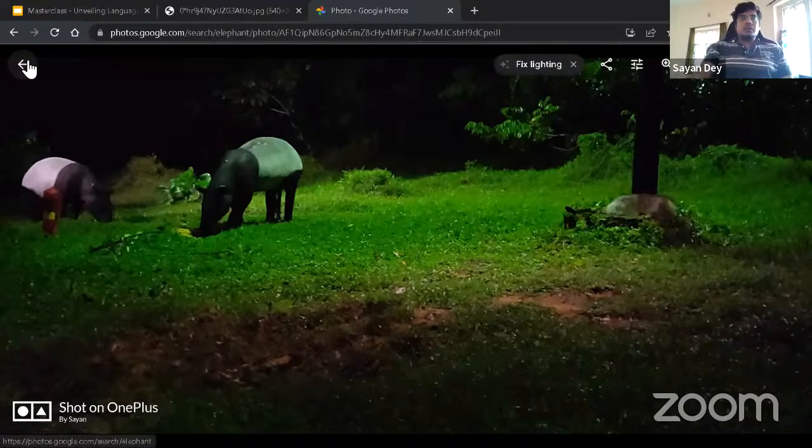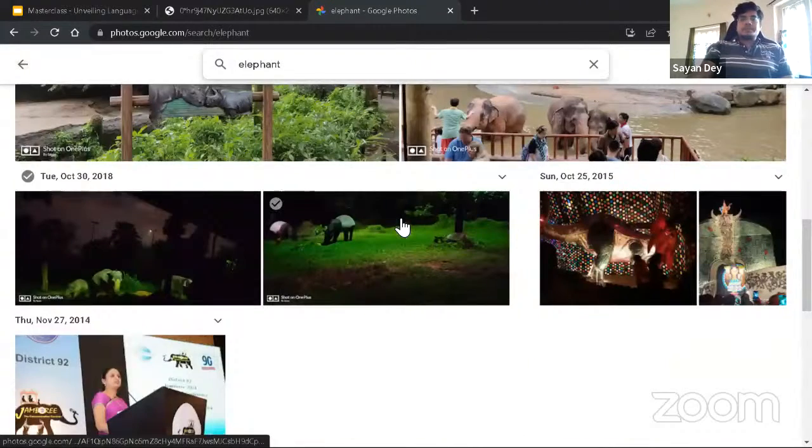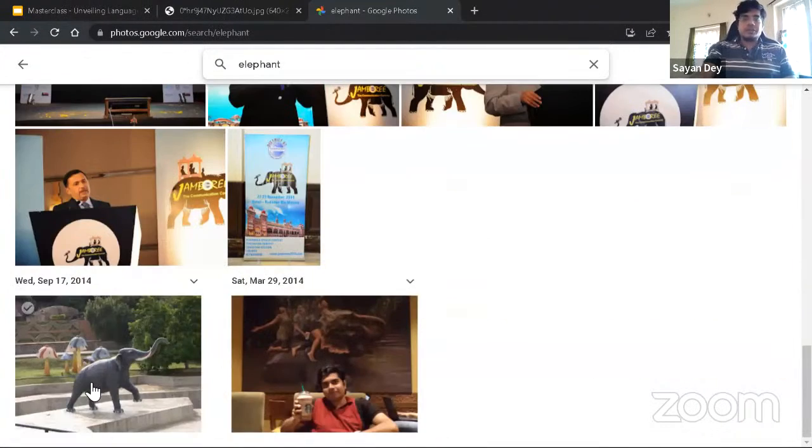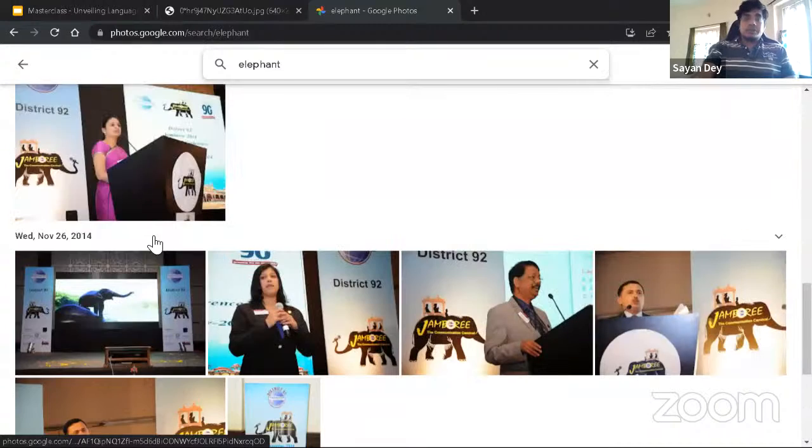You're able to see overall. Come all the way down. There are elephants here. There are elephants here, but there are no elephants here. There are no elephants here, and there are no elephants here. There are elephants here. So wherever the elephants are present, the model has predicted elephants with 100% accuracy. Again, there are elephants here. So it's working pretty well.